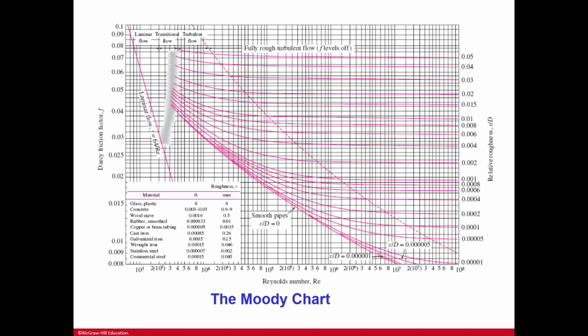Here you can see the Moody chart. And so we have laminar flow, we have laminar, transitional, and turbulent flows, we have smooth pipes. Lots of things are fully developed turbulent flows. So lots of numbers on here, and it's plotted for the Darcy friction factor versus Reynolds number, as well as the relative roughness on the right side.